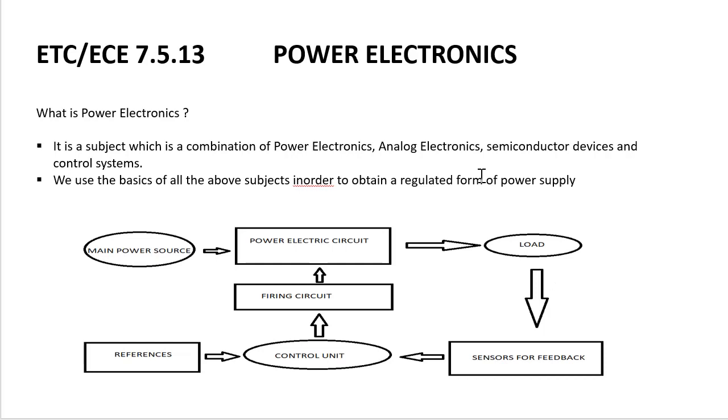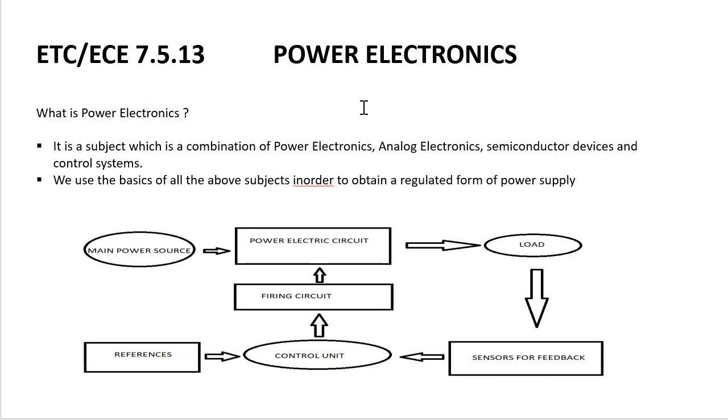Okay, we will be discussing the elective of power electronics. Your power electronics is an elective. Fine. Now, what is this subject actually? This subject is actually a combination of power electronics, analog electronics, semiconductor devices, and control systems. We use the basics of all the subjects in order to study power electronics.